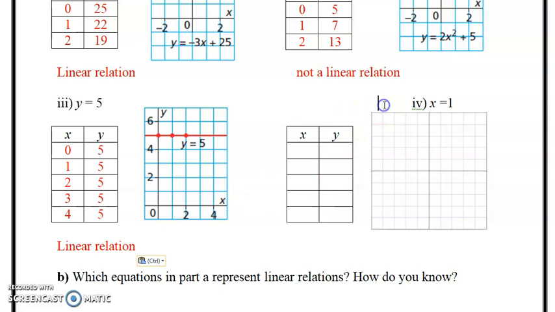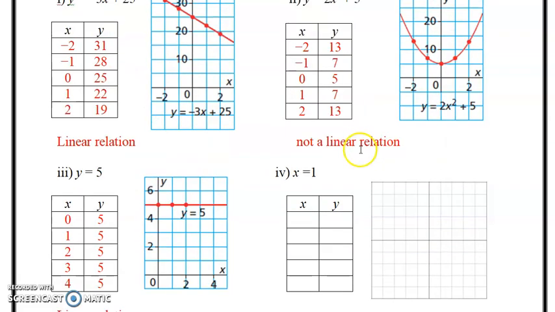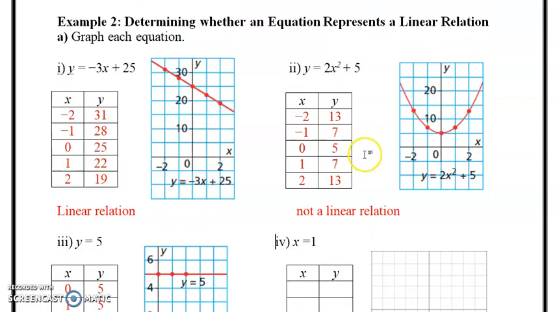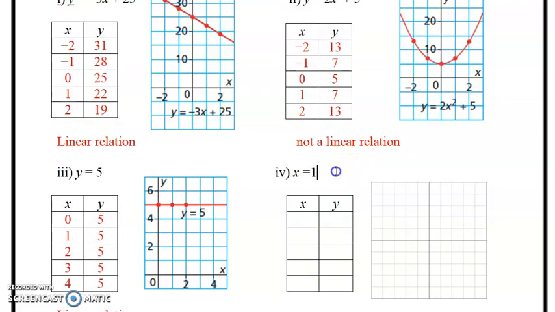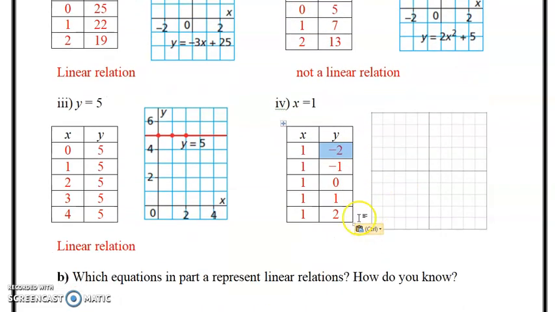Now let's look at the fourth example here in 2a4. x equals 1. So that means all these x values are 1, right? In this case, there's nothing to solve for in y, so it can literally be anything. So I'll just pick these. You can pick whatever y values you want. The x values are always going to be 1.